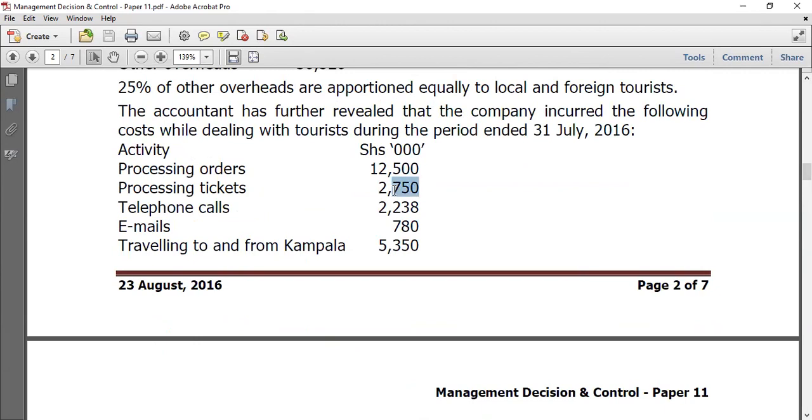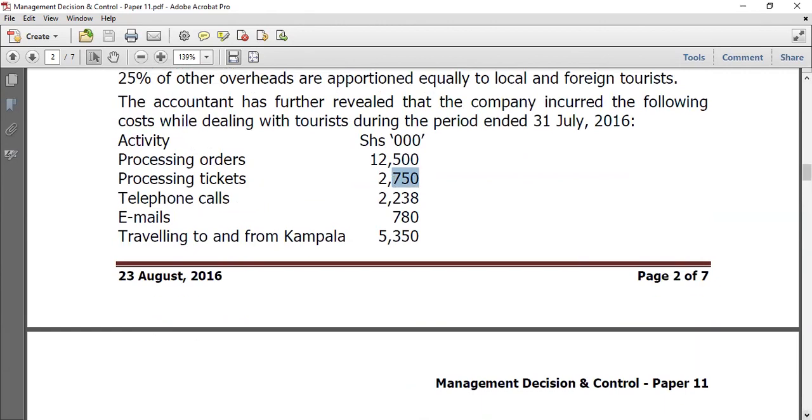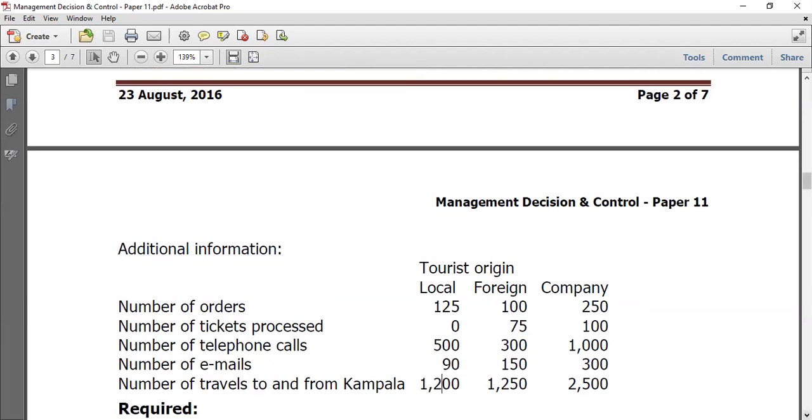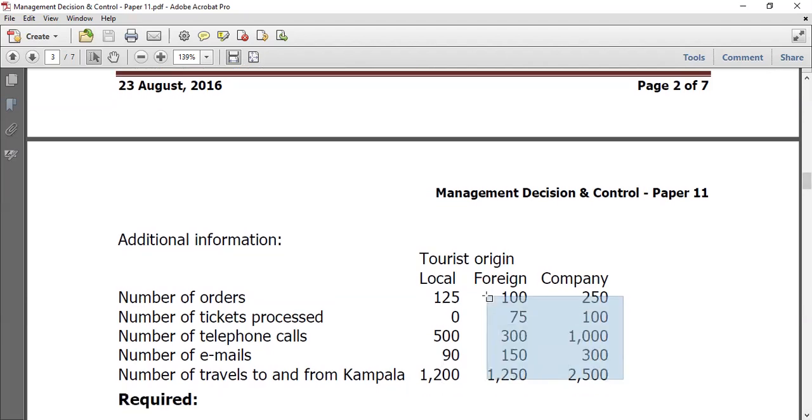The same thing I also do for tickets as well. Okay, I should be able to get my... this is 0, so this one would not get. So when it comes to processing of tickets, definitely the whole cost will go to foreign. Okay, and the same thing I also do for telephone, the same thing I'll do for mails, the same thing I also do for the number of travels to and fro. Okay, so that is how I would process these costs.